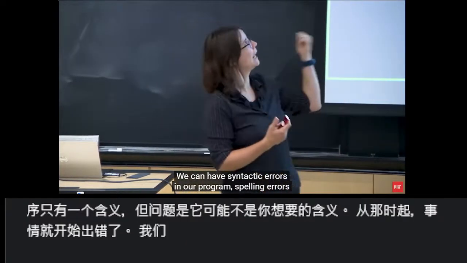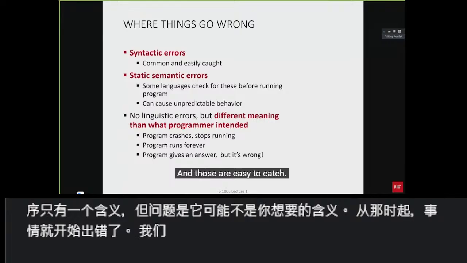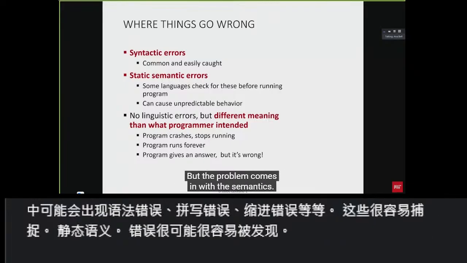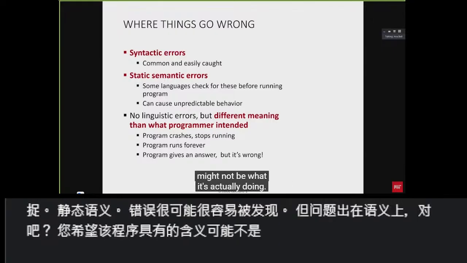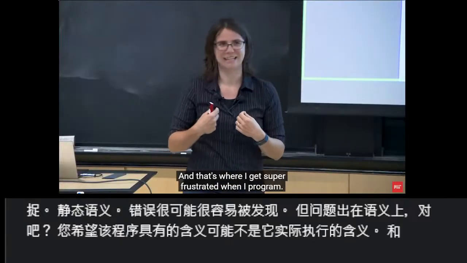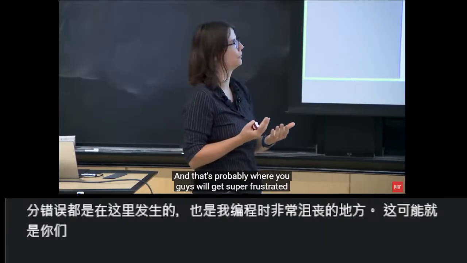We can have syntactic errors in our program, spelling errors, indentation errors, things like that, and those are easy to catch. Static semantic errors are probably 90% easy to catch. But the problem comes in with the semantics, right? The meaning that you intended this program to have might not be what it's actually doing. And that's where most of my errors happen, and that's where I get super frustrated when I program, and that's probably where you guys will get super frustrated too.